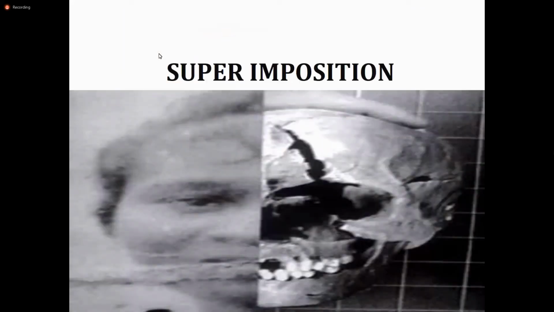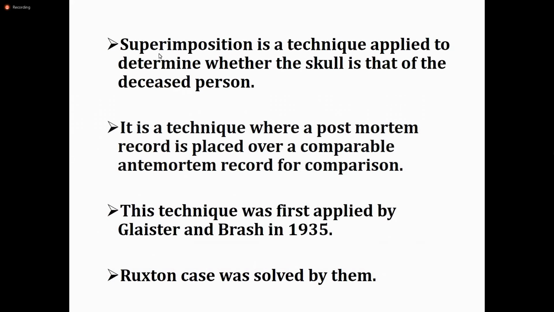Then last is the superimposition. By superimposition, it means a technique which is applied to determine whether the skull is that of the deceased person. You have a photograph taken when the person was living. You enlarge it to the size of the X-ray which you take postmortem. Then the positive of the photograph, enlarged to that of the X-ray, and the negative of the X-ray are placed one on top of the other.